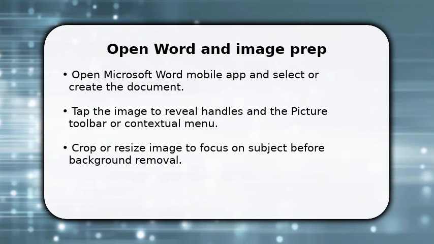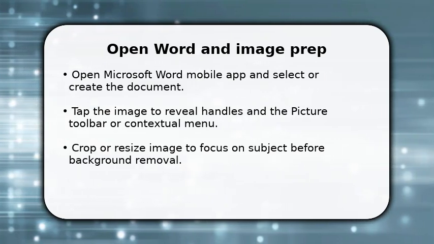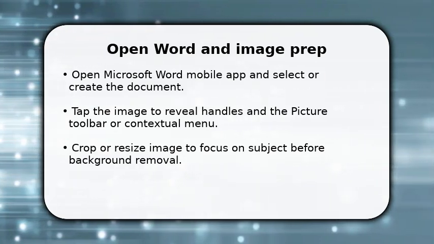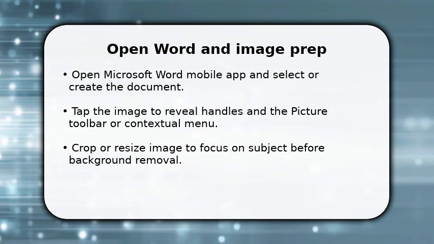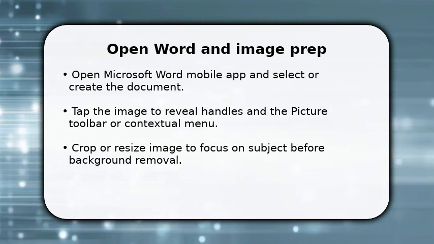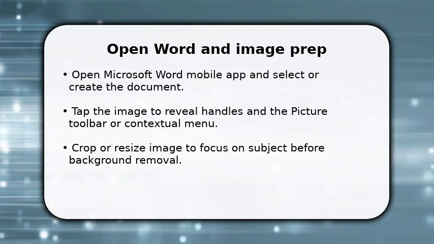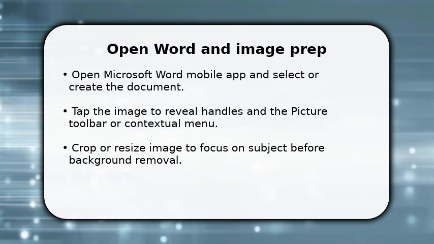You start by opening the Word mobile app and inserting the photo you want. Tap the image to show the picture toolbar. This is where tools live. Once visible, crop or resize so the subject fills the frame. This speeds detection and reduces errors.